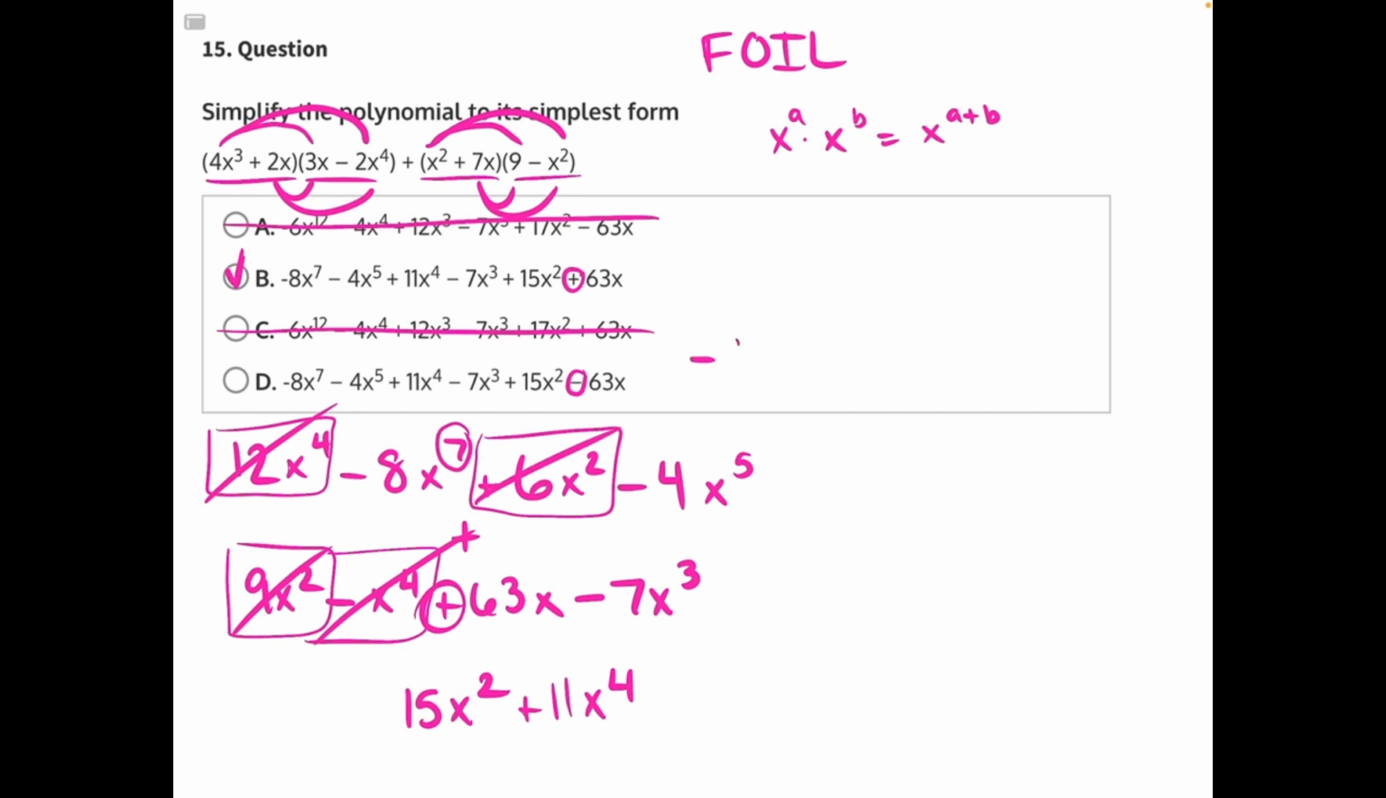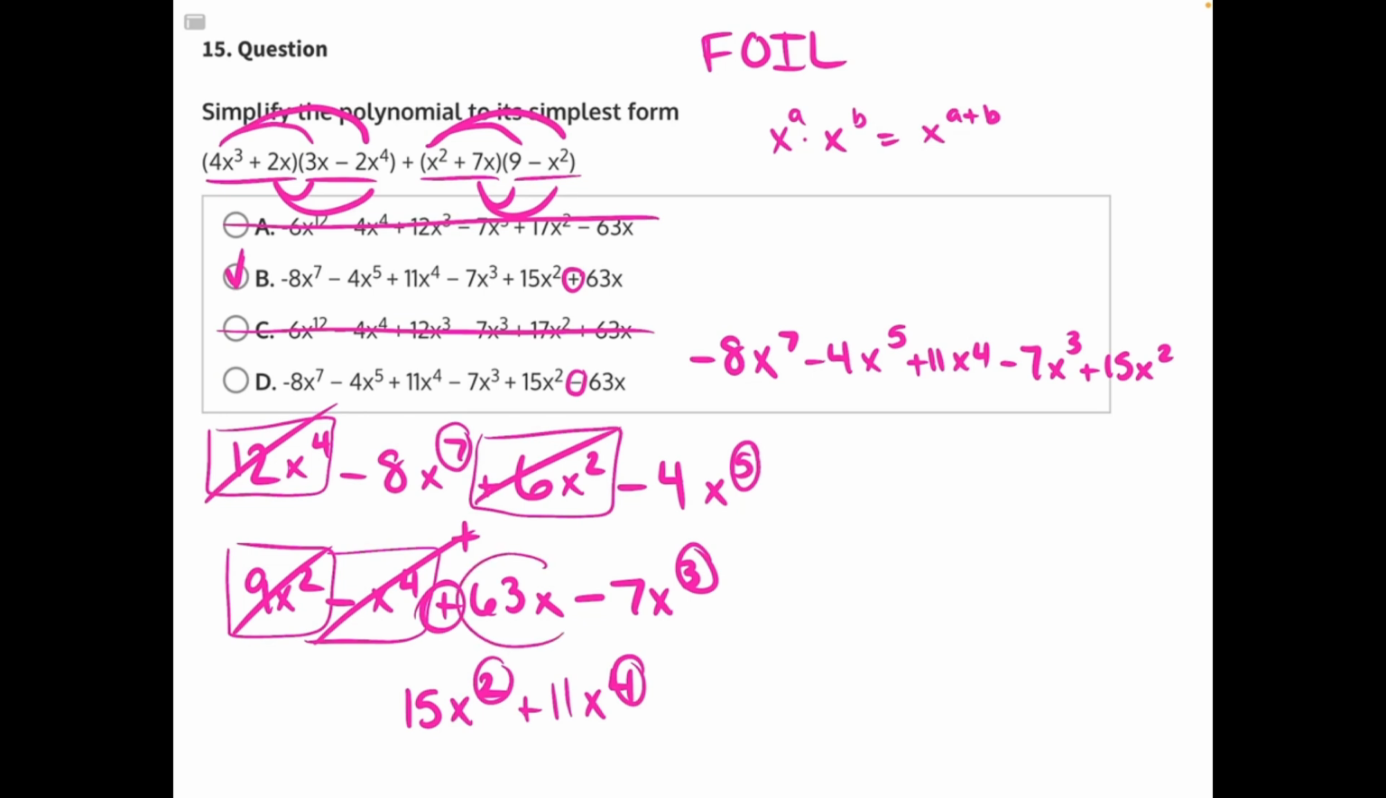We'll start with our highest exponent power. Then our next highest would be to the 5th, so minus 4x to the 5th. Then 11x to the 4, minus 7x to the 3. Then we would have our x squared plus 15x squared. And then finally we would have our x to the 1 power, our plus 63x. And that would match answer choice B as well.